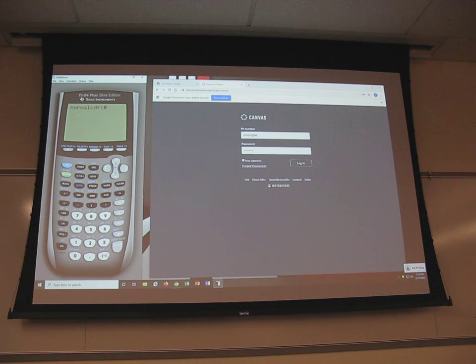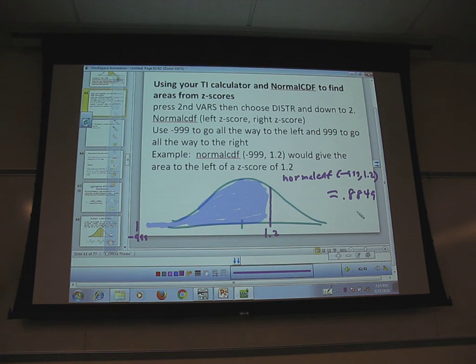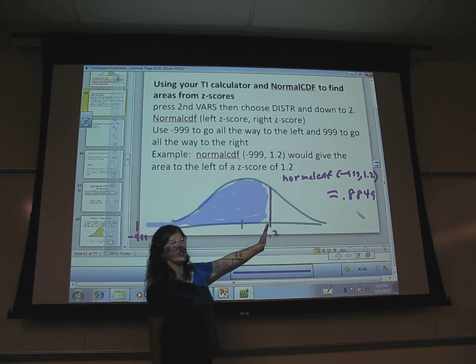Everyone see it? Everyone look up. You guys see this? Right there, down here. Negative. What's your age? Your grandmother's age? 60? Great. Comma 1.2. Enter. 0.8849. Good? That's the area from negative 999 up to a z-score of 1.2.